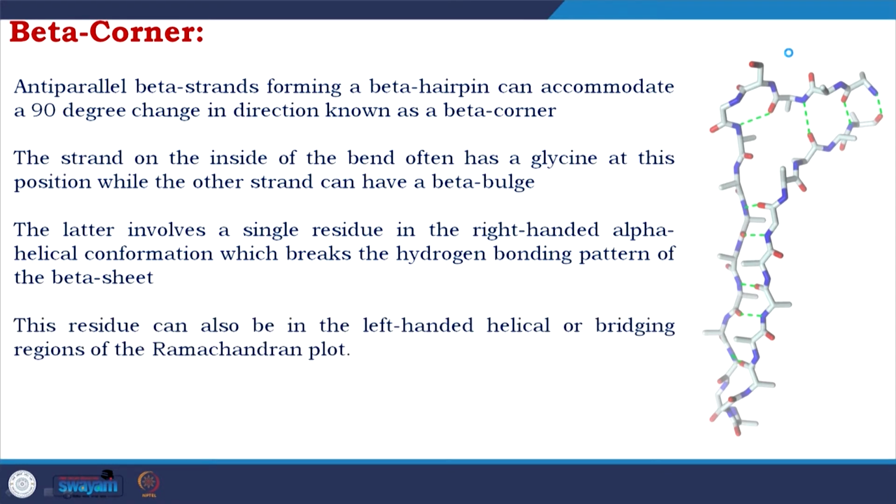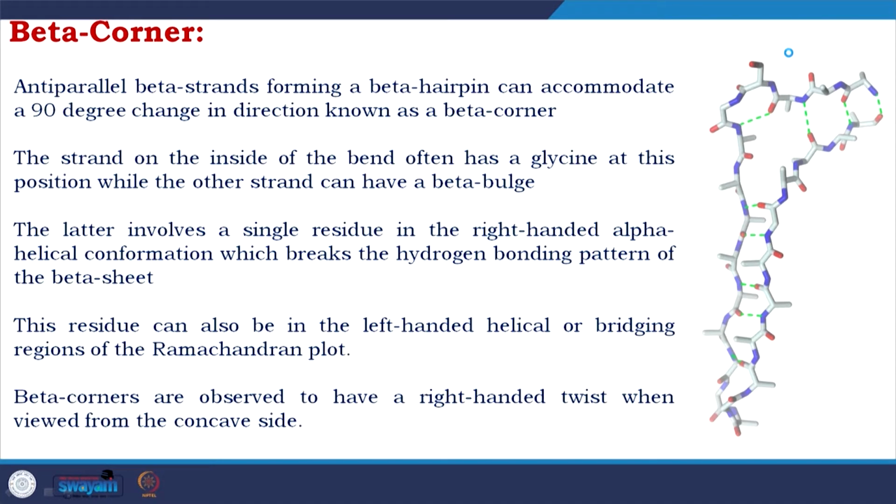This residue can also be in the left handed helical or bridging regions of the Ramachandran plot, as we have discussed in our last class. Beta corners are observed to have a right handed twist when viewed from the concave side. This is an example of a beta corner.